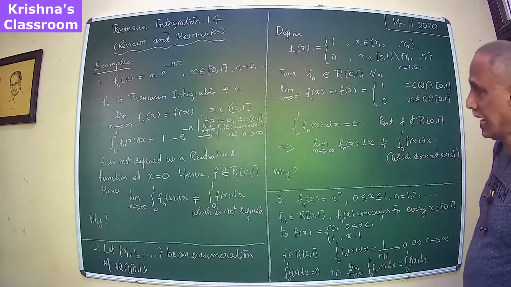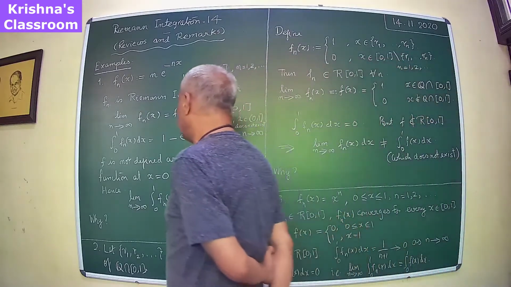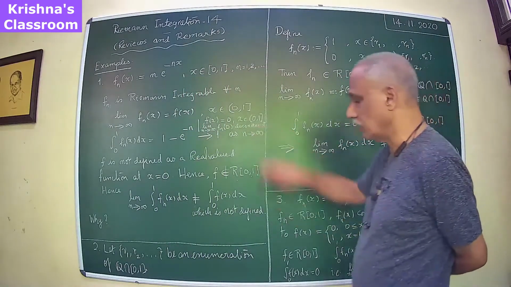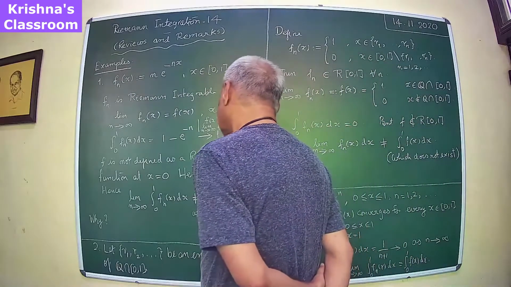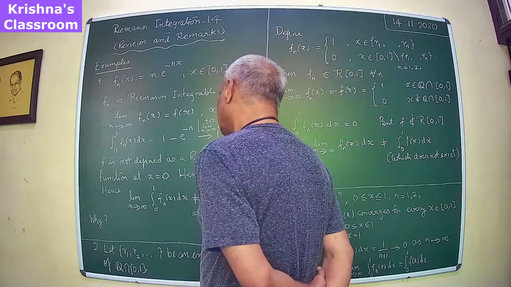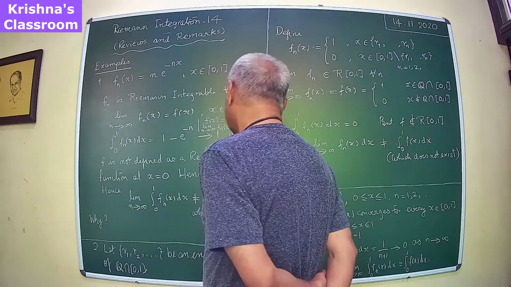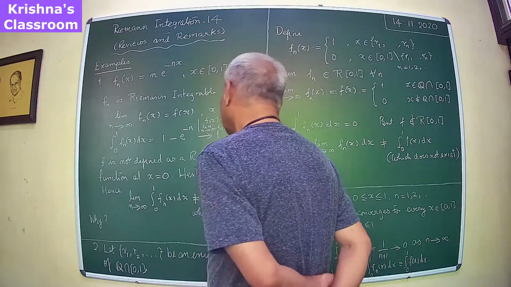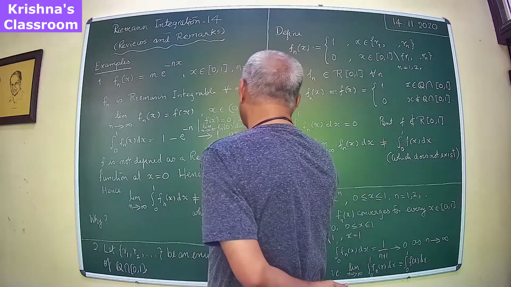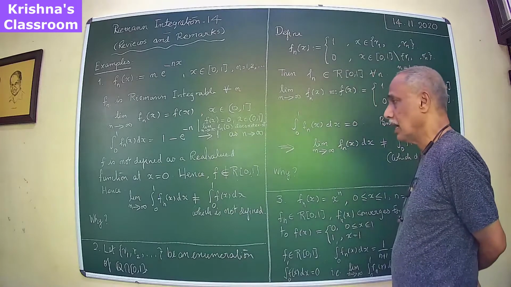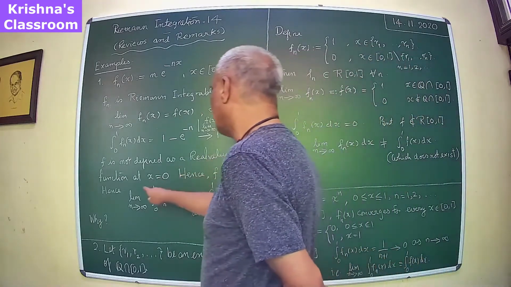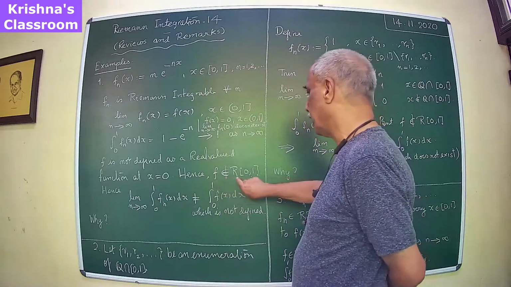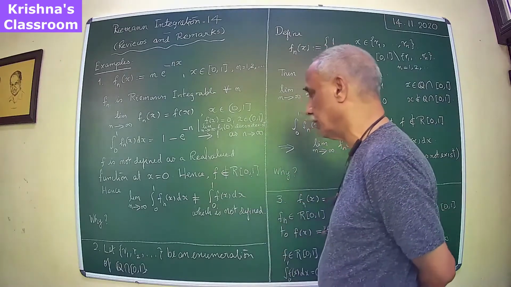So what we have seen is that the sequence of functions fn converges everywhere except at 0 on the interval 0 to 1. And the integral of fn(x) dx from 0 to 1 converges to 1 as n tends to infinity. However, f is not defined as a real valued function at x equal to 0, and hence the limiting function is not a Riemann integrable function on the interval [0, 1].